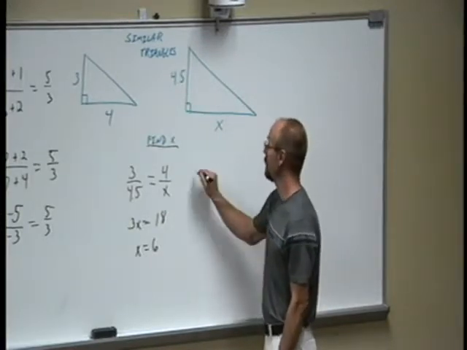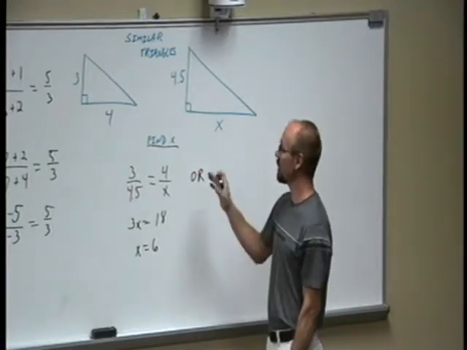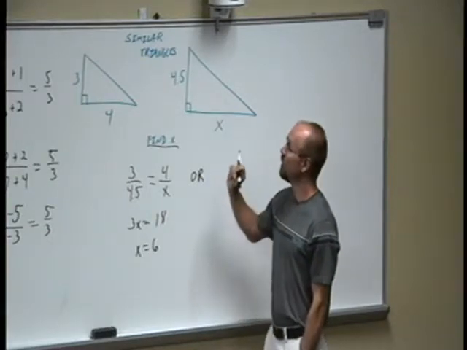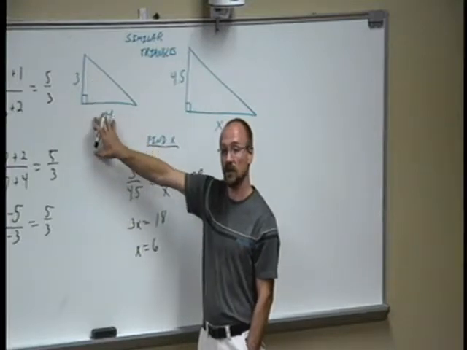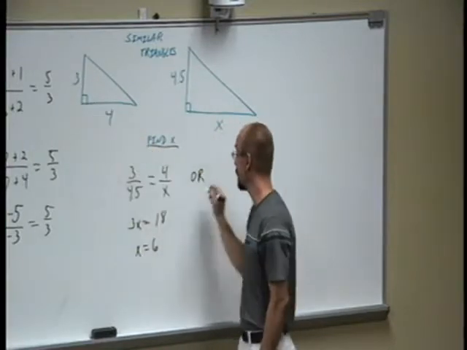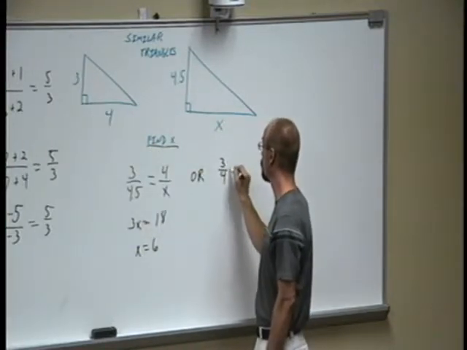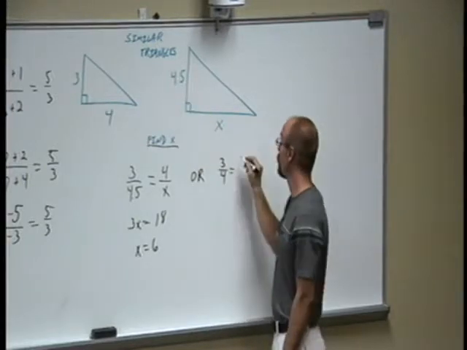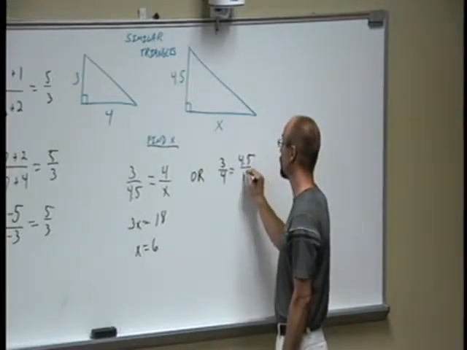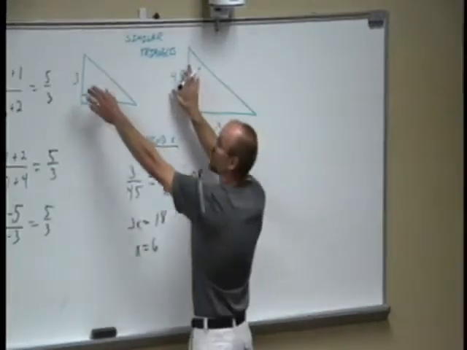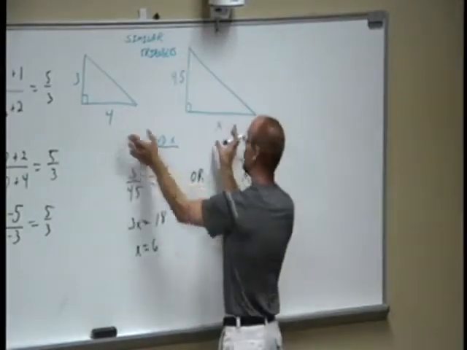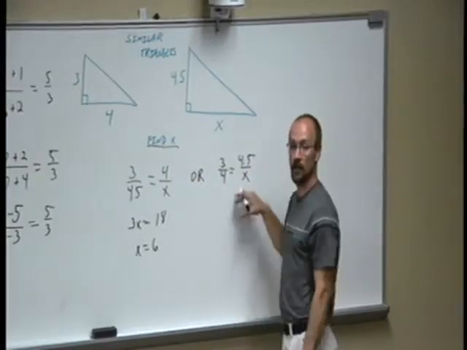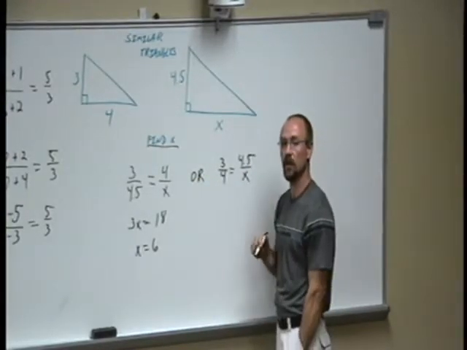I could say, and let's put an or statement in here because we'll actually get the same result, well, 3, the leg of this triangle, is proportionate to this leg of the other triangle. I could say 3 is to 4 as 4.5 is to x. Notice these are the similar legs, they're both on top. These are the similar legs, they're both in our denominator, on the bottom of our fractions. Well, let's see if it holds true.